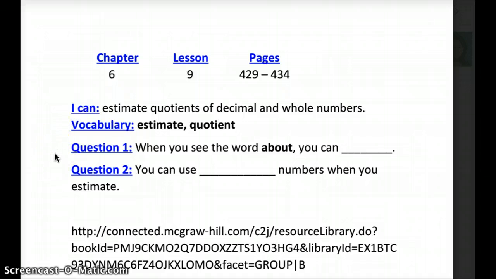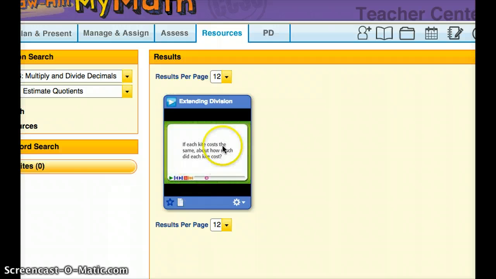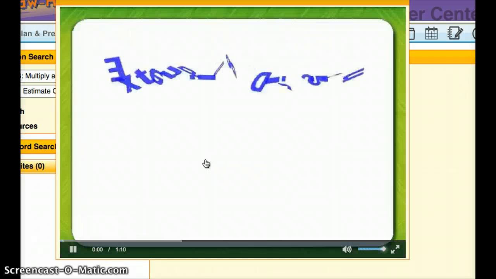When you see the word about, you can blank. Question 2. You can use blank numbers when you estimate. Alright, here's the video on that. Extending division.